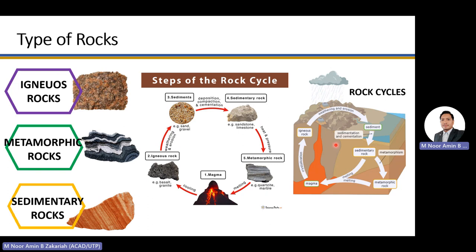exposed to a heat source like magma, and then turn into metamorphic rocks. So these metamorphic rocks will have some contact with magma, and then it produces the igneous rock again. So this is how the rock cycle works. We will cover the rock cycle in the next lecture.